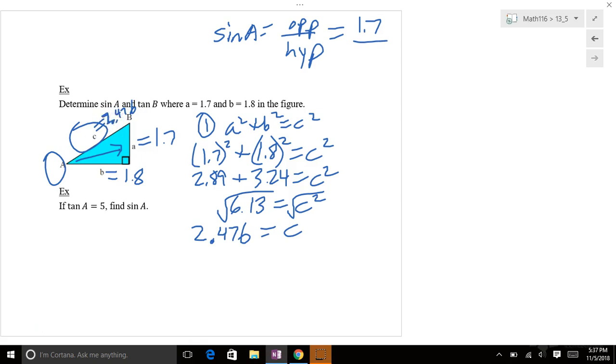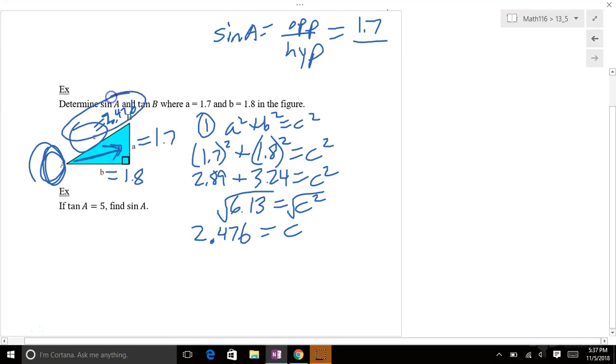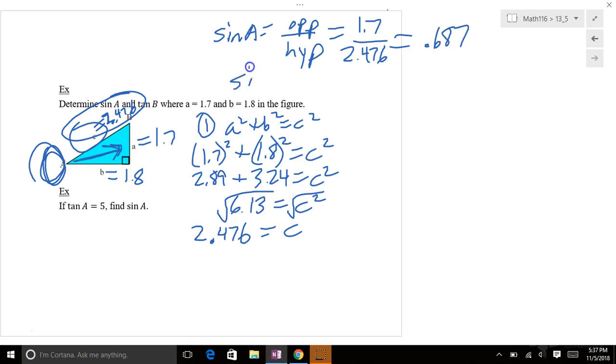So now I go back to finding the sine of A, which is the opposite side, 1.7, over the hypotenuse, 2.476. Then I can just divide that: 1.7 divided by 2.476 is 0.687. I'm not sure what it'll have you round to, but let's say it rounds to the nearest hundredth: 0.69.